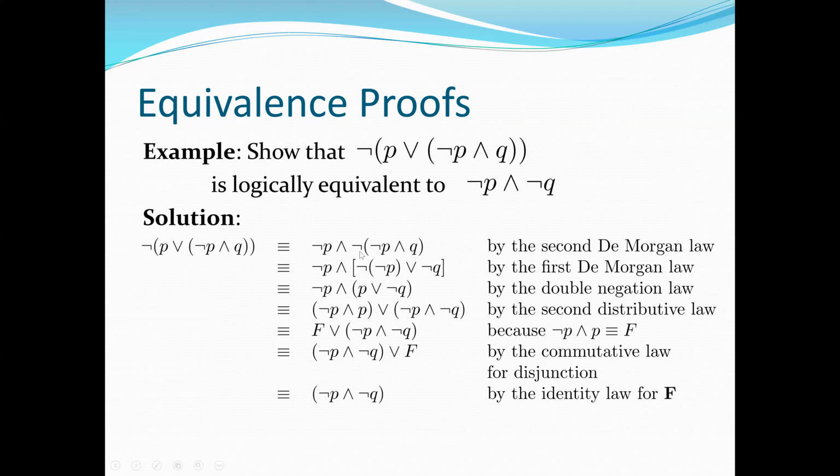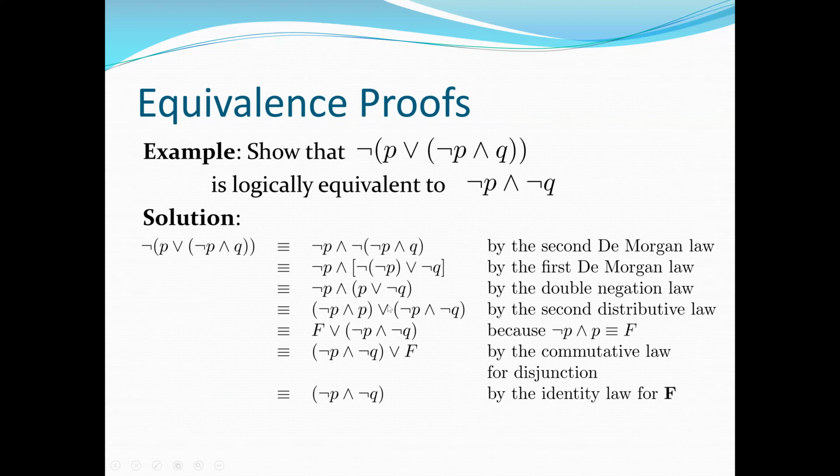Next, we can invert the inner parentheses. So it will be not P, and now we have AND, so it will change to OR, then not Q. The double negation of P will cancel, so we get not P and (P or not Q). Here we can use the distribution now. So we say (not P and P) or (not P and not Q).